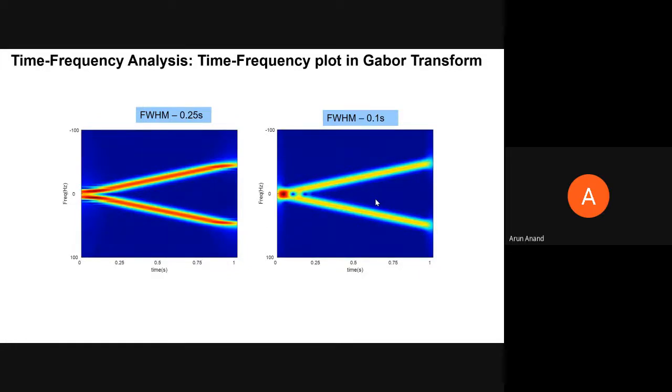What is the time resolution you require in the signal? Are you more interested in the frequencies, or more interested in finding the exact time at which those frequencies occur? So you have to choose a window that suits your needs. Is it clear?